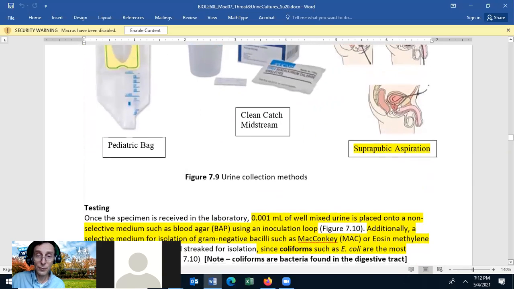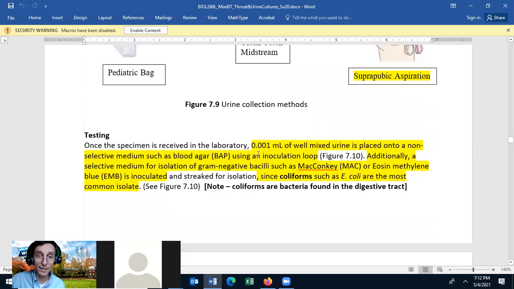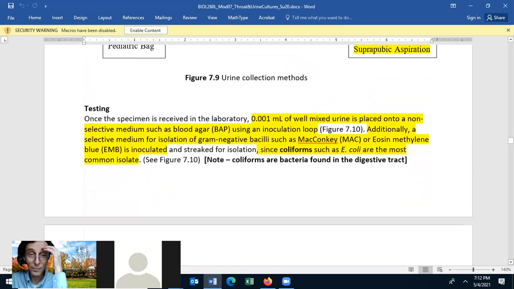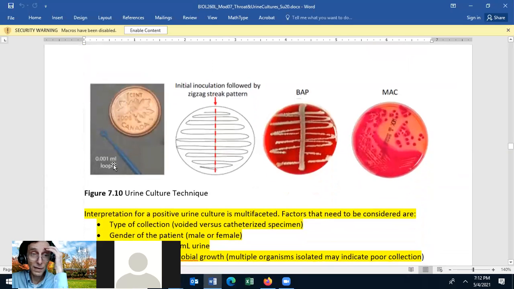All right, so once you obtain the urine, only 0.001 milliliter, or 1/1000th of a milliliter of urine, is placed on a non-selective media like a blood agar plate using a special inoculation loop, which is shown here. Its size is to put 0.001 milliliters of urine on a blood agar plate. You streak it out like that and like that.